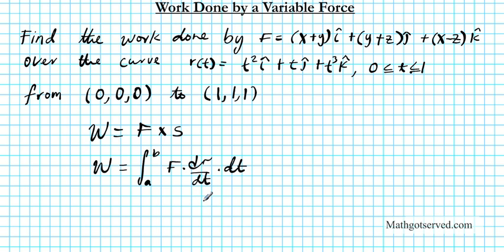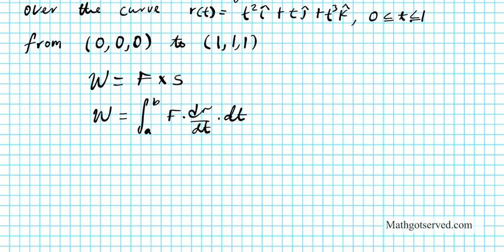Okay, so in the formula we're going to be using today, we are going to evaluate F on the curve, and then we're going to compute r prime, and then we're going to evaluate the integral from 0 to 1 of the dot product of the force evaluated on the curve and the derivative of the position vector. All right, so let's go ahead and do it. Let's start with the first step. Remember, this is just your basic force times distance formula. Nothing too complicated about that.